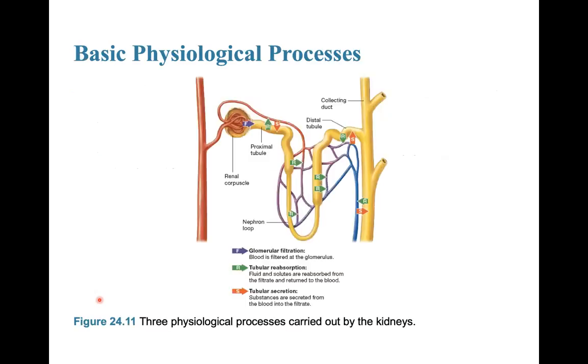So again, there's 3 main events that occur at the nephron. The first is the formation of filtrate, which is glomerular filtration. The second is tubular reabsorption, where your fluid and solutes are reabsorbed from the filtrate and returned back to the blood. And the third is tubular secretion, where substances are secreted from the blood back into the filtrate. And you can see where these processes occur, and the direction that they're moving, either from the capillaries or from the tubules, in the figure right here.